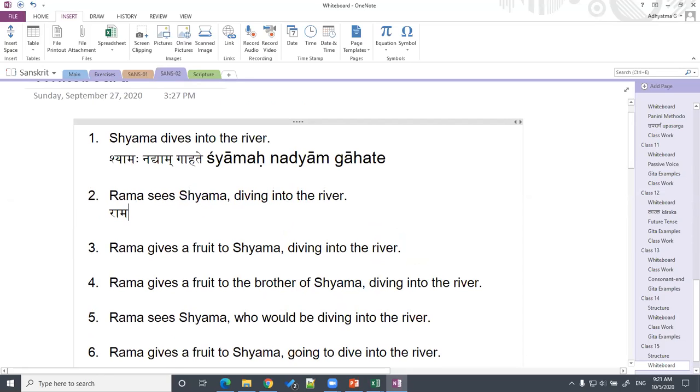So we'll have Rama pashyati. So Rama sees. How does he see? Shyamam. So he will see Shyamam first. He will see Shyama. So Shyamam. And diving into the river. So Gahate will become Gahamana. And because Shyamam is accusative singular, Gahamana also will be accusative singular. So it becomes Gahamanam and Nadyam.